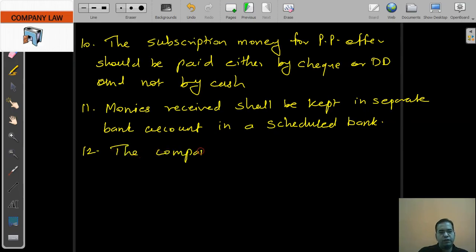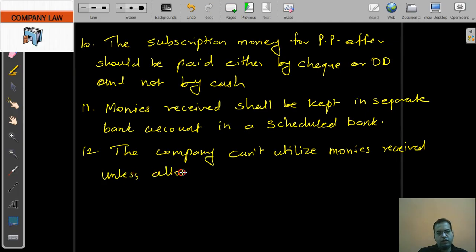The company can't utilize monies received unless allotment is made. Allotment within 60 days.